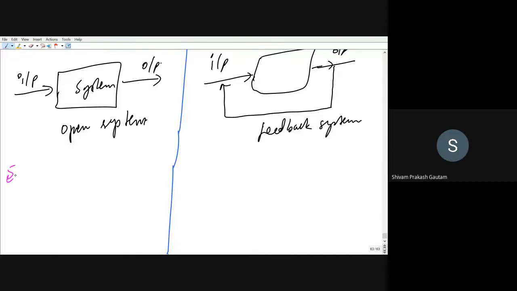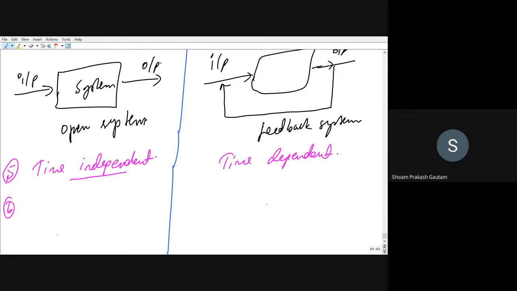And fifth, it is time independent, whereas this is time dependent. Time independent means at whatever instance you provide an input, it will give you the same output. At whatever instant you provide the input, it will give you the same output. That is called time independent. Time dependent means depending upon the time, the output varies, right? So this is the basic difference between time independent and time dependent.